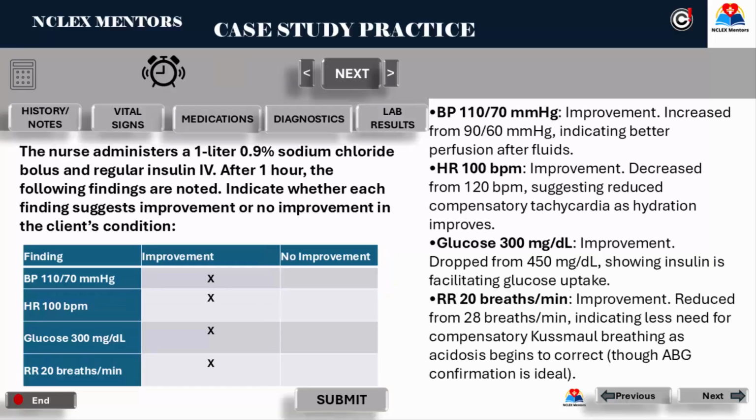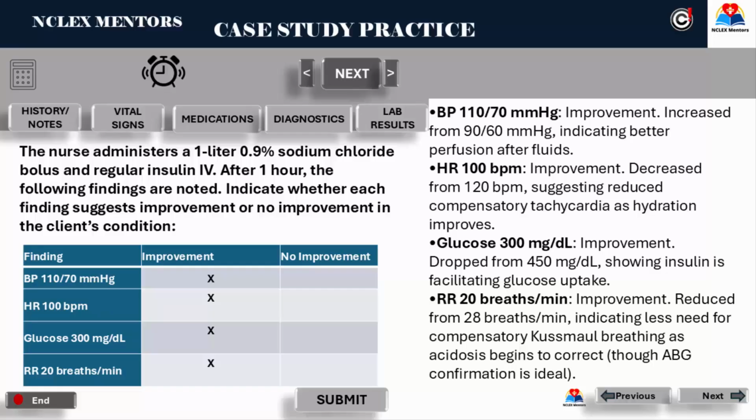Let's look at these. BP 110/70, improvement. The blood pressure is up from 90/60 millimeters of mercury, showing better circulation after fluids. HR 100 BPM, improvement. The heart rate decreased from 120 BPM, suggesting improved hydration.